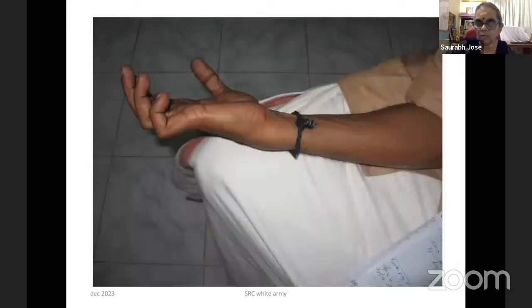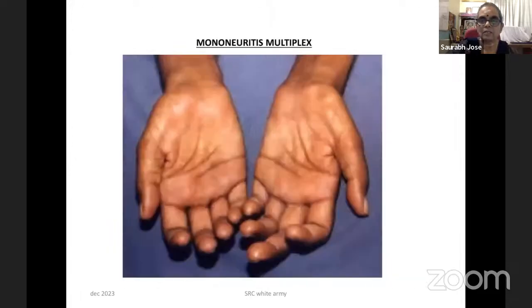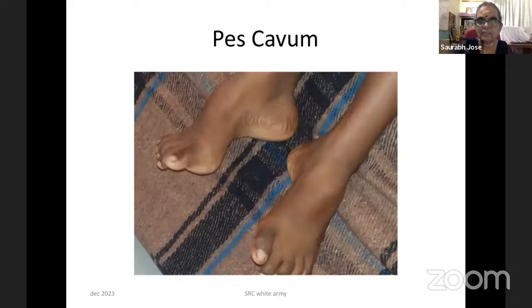This is a clawing you find in ulnar neuropathy. That's a partial clawing. This is the typical ice cone appearance in Hansen's patients. Due to bone resorption, the tip of the bones looks like ice cream, so that is called ice cone appearance, typical of Hansen's disease. And this is again a mononeuritis multiplex, so both median nerve and ulnar nerve are involved. This was a patient with Hansen's disease.